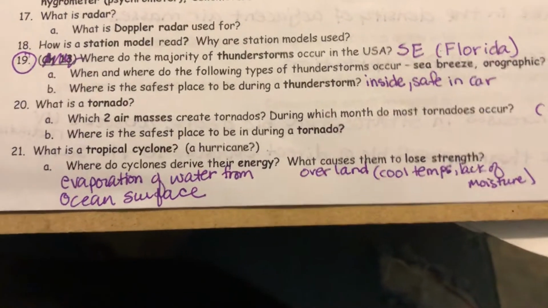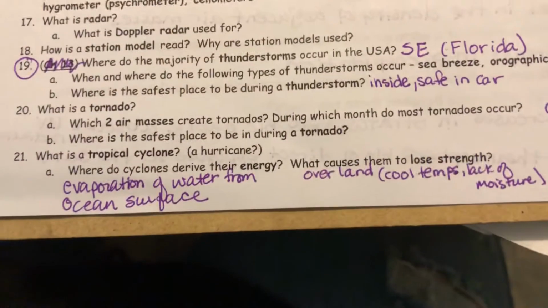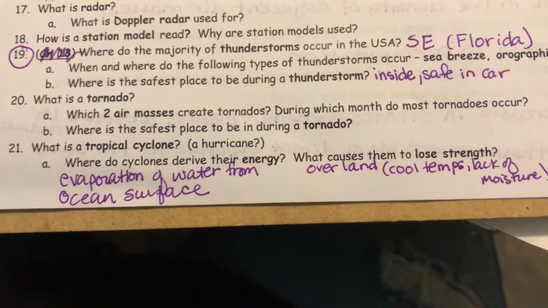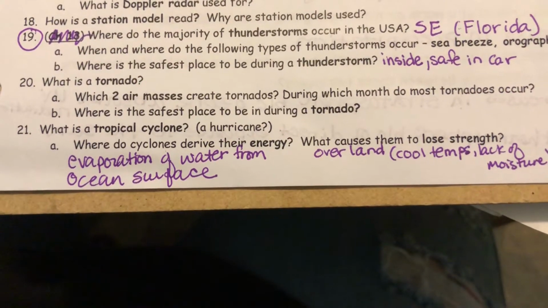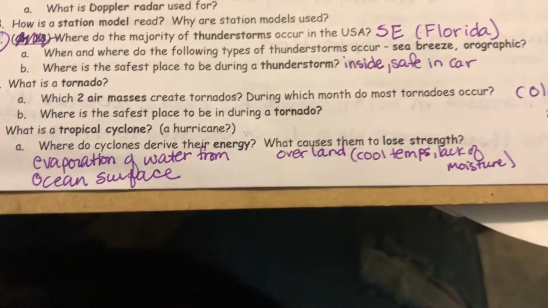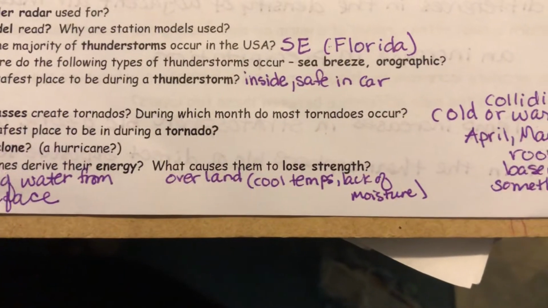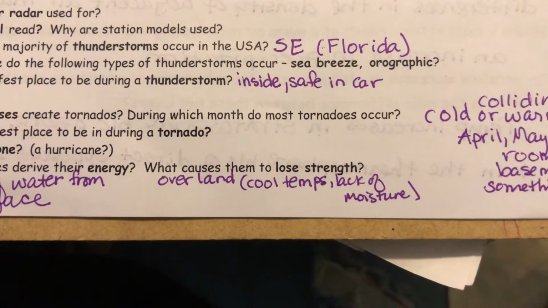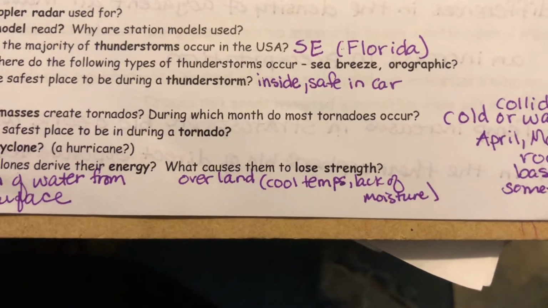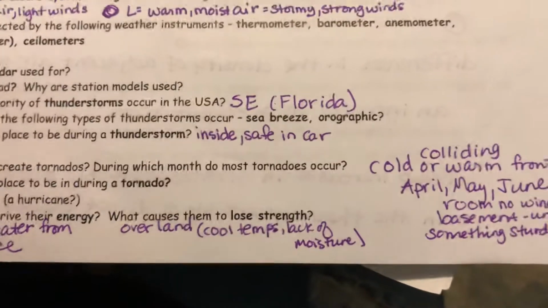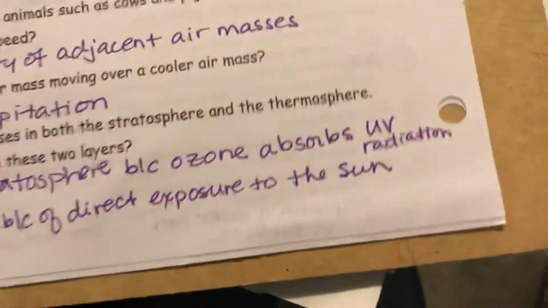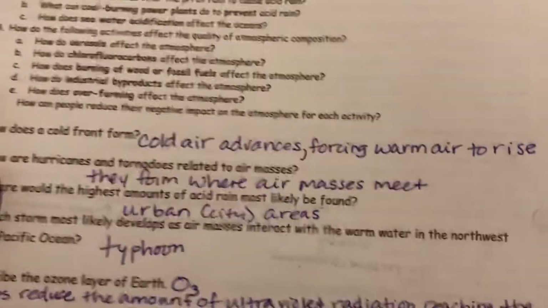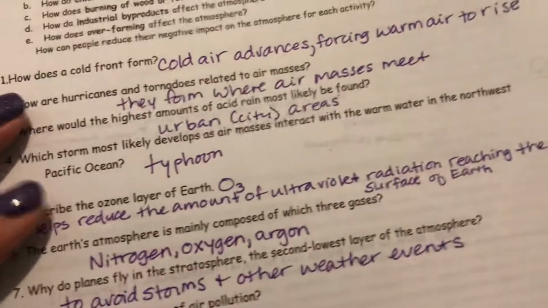But where do these cyclone type storms get their energy? It's evaporation of water from the ocean's surface. That's why they form over water. And what causes them to lose strength? When they hit land, they get cooler temperatures and they don't have as much moisture as they had over the water. And so they start to slow down. And you see that if you follow hurricanes on the news. Okay, and again, all of those are important. I just picked out a few.